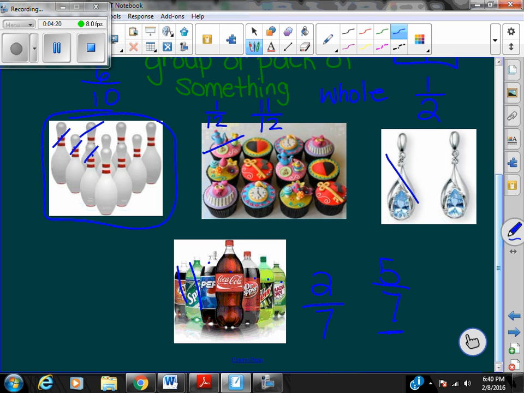So you have to remember to keep the whole the same. Even if one gets eaten, even if one is shaded in, you are still counting all in the set or in the group. And that is fractions of a set or group or pack of something.